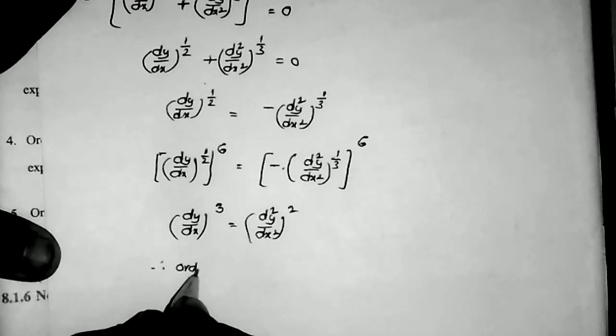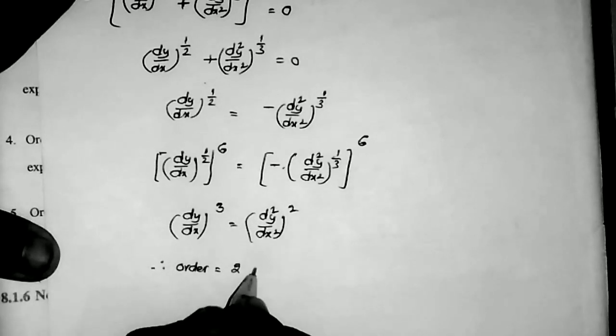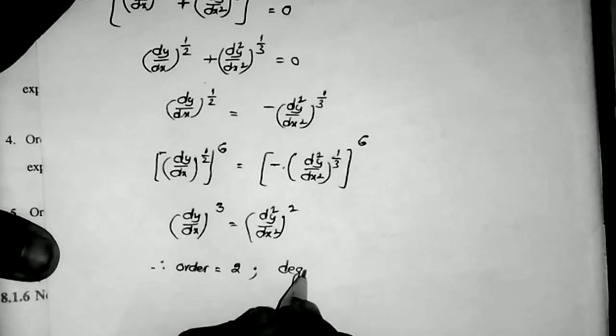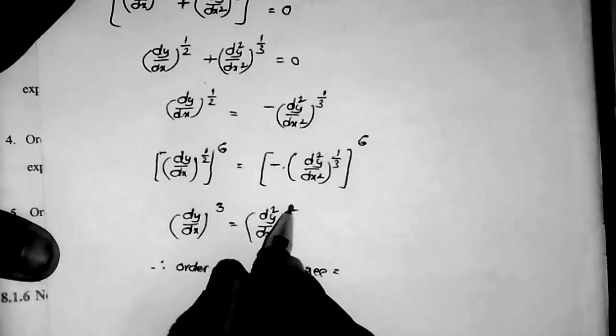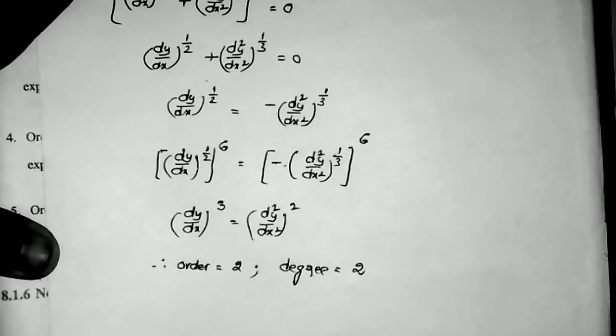Therefore, order is equal to the highest derivative d²y/dx², that is 2, and degree is equal to the power of the highest derivative, that is also equal to 2. So the answer is 2, 2. That's all.